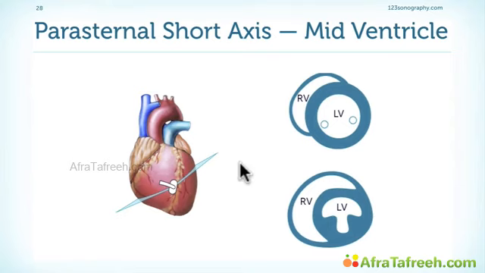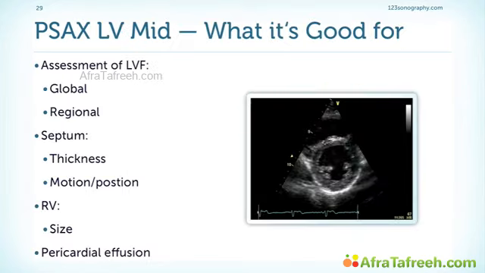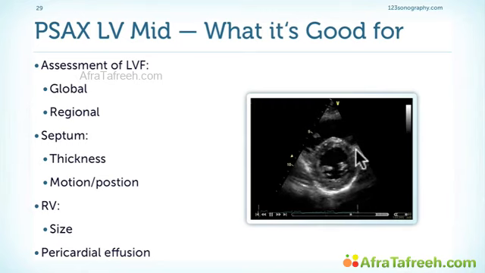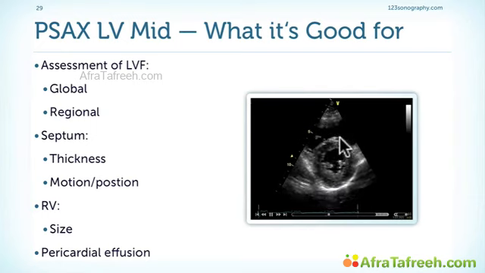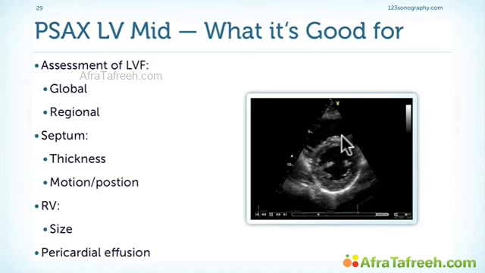Depending on where we cut the left ventricle in short axis view, if it's more cranially or more caudally, we can get different views. Either we still have structures of the subvalvular apparatus in our view, or we have the papillary muscles. In both instances, we have the septum visible and also the right ventricle. What are these views good for? They're basically good to assess global and regional left ventricular function. In addition, we can look at the thickness of the septum and the motion of the septum, which is also important in clinical situations.